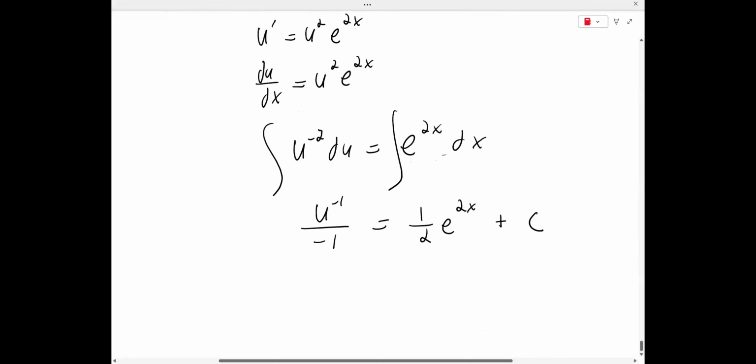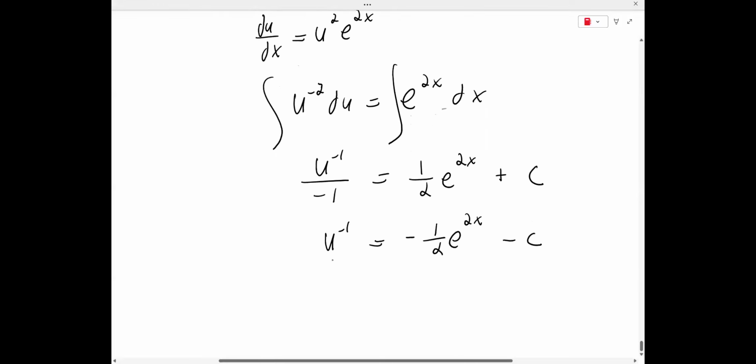Okay, and now I'll multiply through, but I'm going to solve for u here. So I'm going to multiply through by negative 1. So that gives me negative 1/2 e to the 2x. I'm going to write minus c for now. I'm trying to respect the constants a little bit more here instead of lumping them as much. So I multiply through by negative 1, and I get this then. Okay.